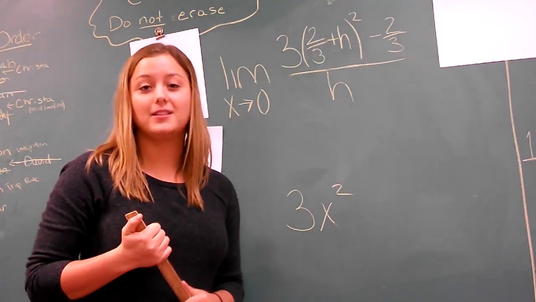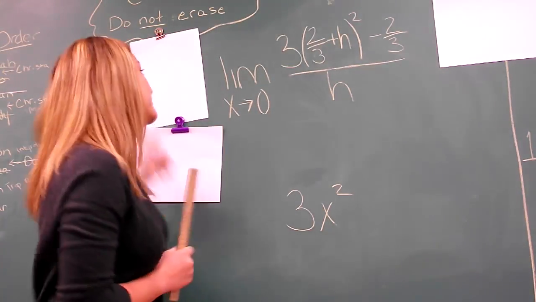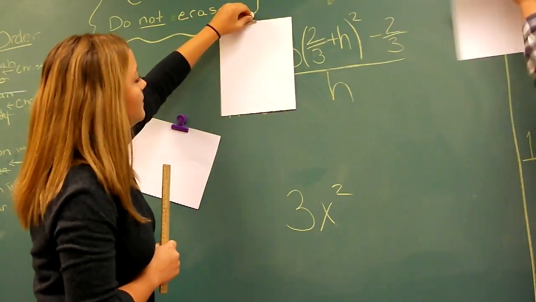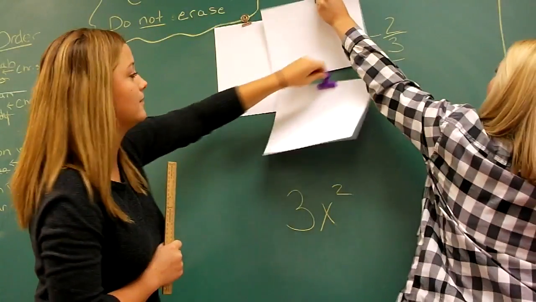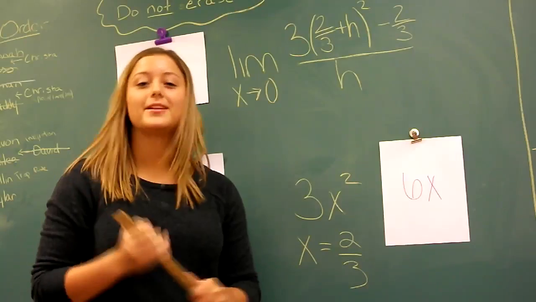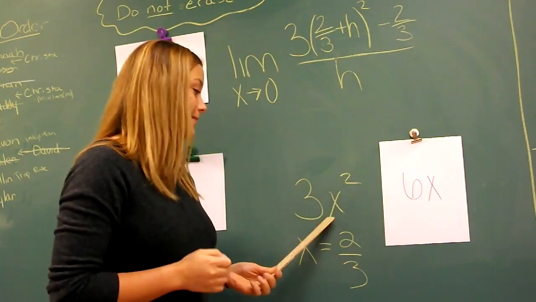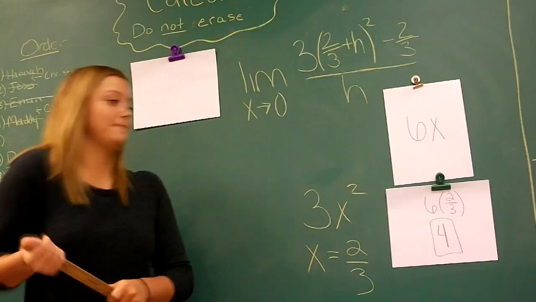After you find your function, the next thing that you're going to do is find your x value. So cover up everything that you don't need except for your x value, making your 2/3 your x value. Step 3, you have to take the derivative of your function, giving you 6x.